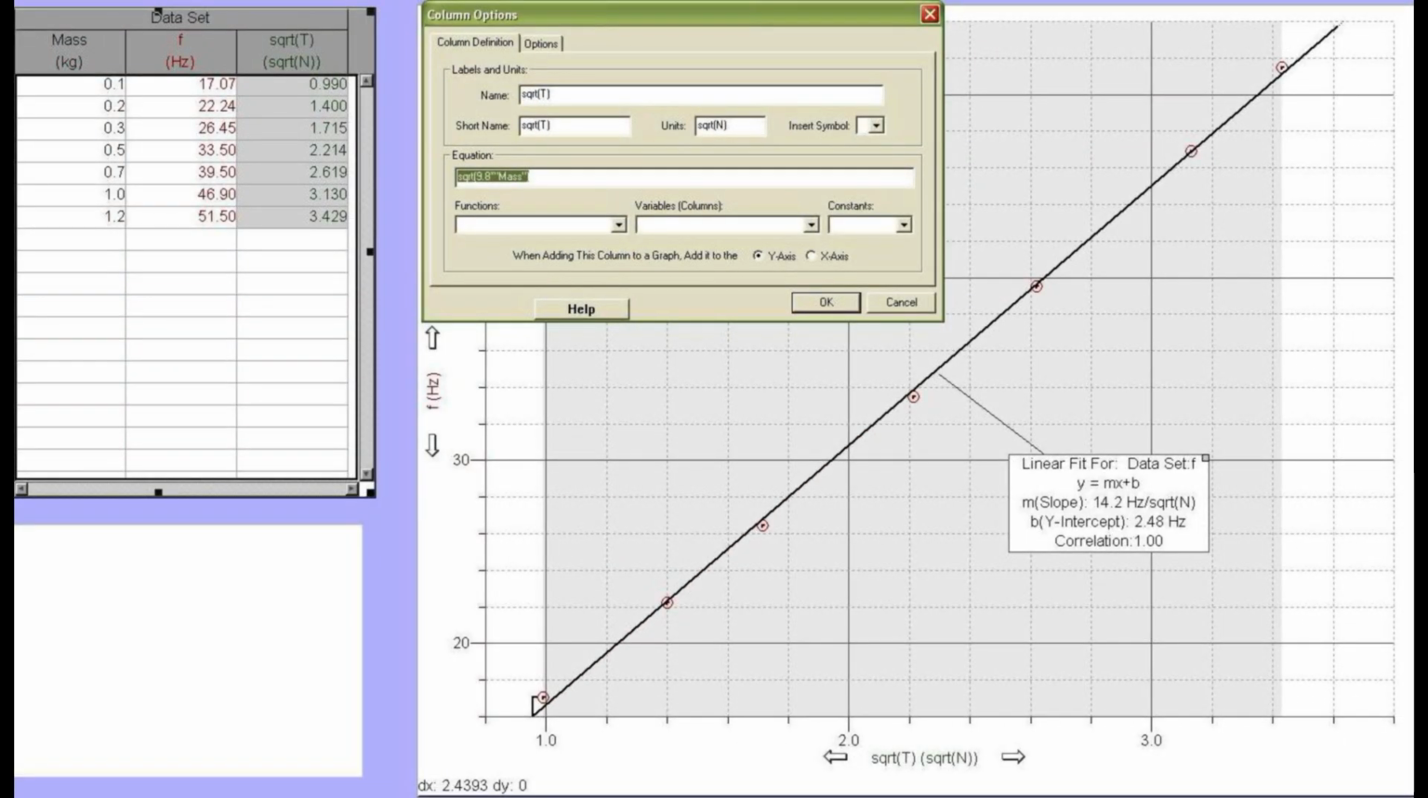In graphical analysis, you can create a new calculated column to obtain the square root of mass times 9.8. A plot of frequency versus square root of tension is linear, and the slope may be compared with theory. In the theoretical calculations, don't forget that n equals 3.